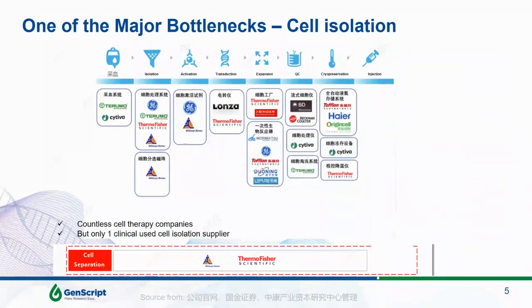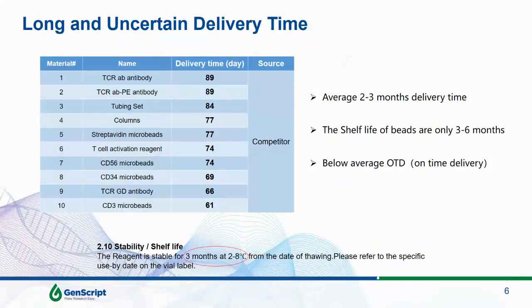Regarding the GMP manufacturing process, it is not entirely compliant, since there must be a backup supplier. Besides, we all know the disadvantage of a monopoly. This single supplier can set the price at their own will, because you don't have other options. Not to mention the long and uncertain delivery time of those clinical-use isolation beads, on average 2 to 3 months. Meanwhile, the shelf life of the beads is only 3 to 6 months.